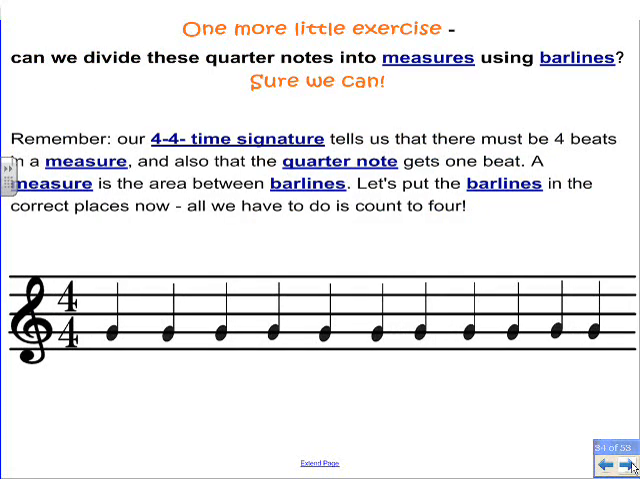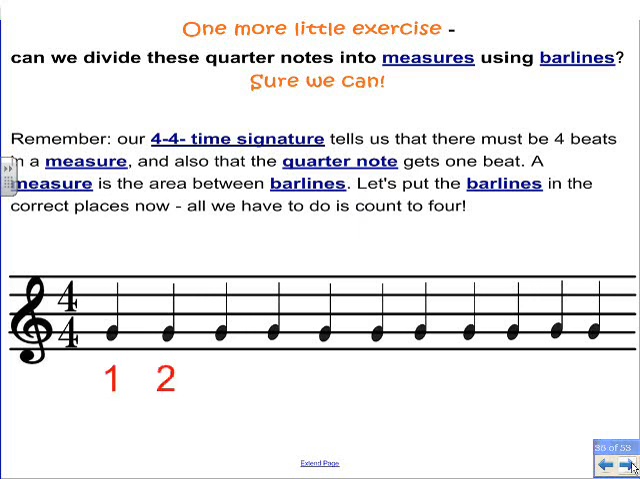Can we divide these quarter notes into measures using bar lines? Sure we can. Remember, our 4/4 time signature tells us there must be 4 beats in a measure, and also that the quarter note gets 1 beat. A measure is the area in between bar lines. Let's put the bar lines in the correct places now. All we have to do is count to 4.